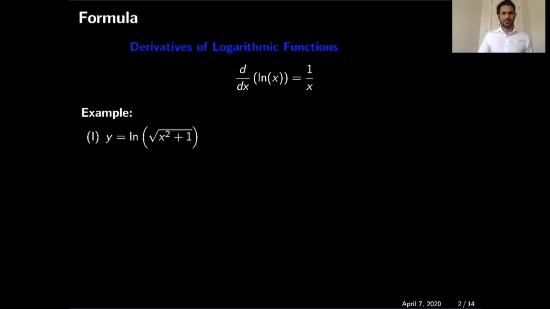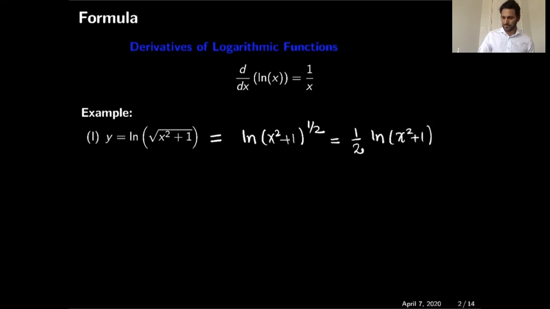So my first example is calculating the derivative of natural log square root of x square plus 1. Before I calculate the derivative of this function, I will simplify the function first. So this function can be written as natural log of x square plus 1 to the power 1 half. Since 1 half is in the exponent and logarithm has a property that the exponent can be flipped over the natural log, this will be 1 half natural log of x square plus 1. So now I have a simpler version of the function. I will calculate the derivative of this function.